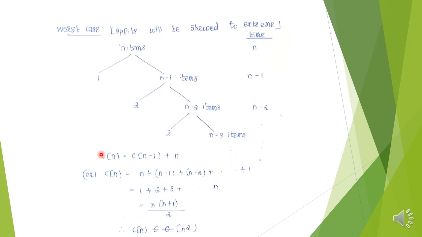We can calculate the running time of this algorithm as C of n is equal to C of n minus 1 plus n, since each and every time we are skewed to the extreme. So this is the worst case input. While solving this mathematical analysis, we get n into n plus 1 by 2, so the worst case running time of this algorithm is n square.